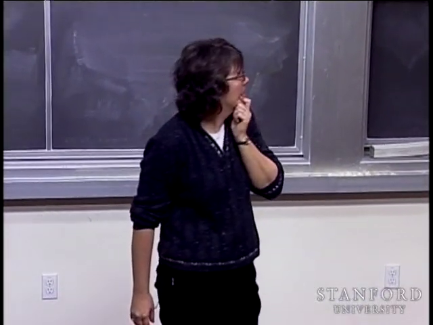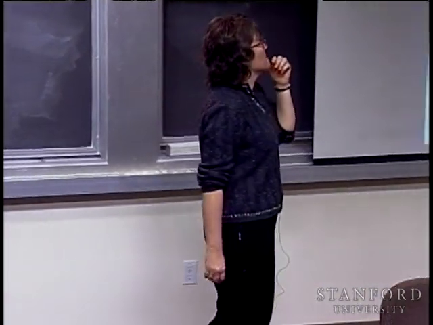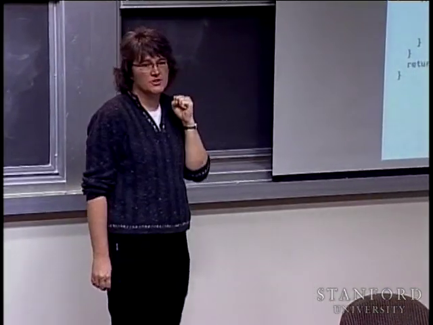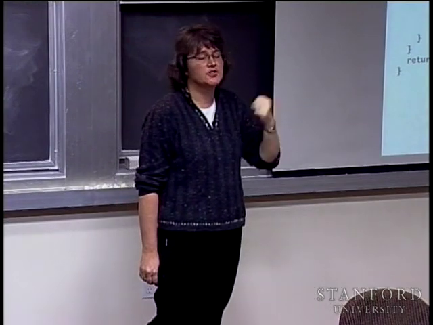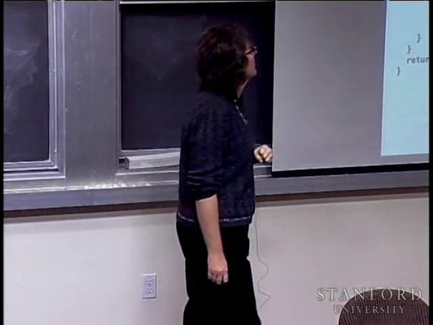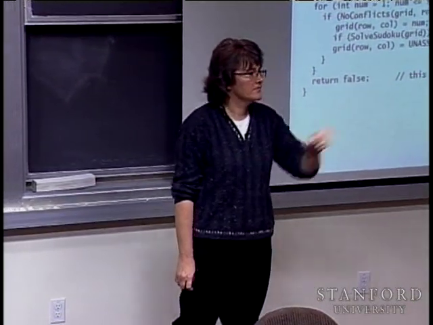Where do row and column get assigned? So find unassigned location takes row and column by reference. If you look, the full code for this is actually in the handout I gave out last time, and so they're just passed by reference into that function. It returns true if it assigned them something, and then they have the coordinates of that unassigned location.